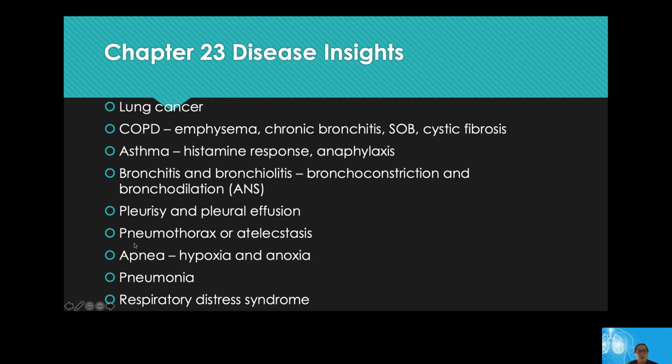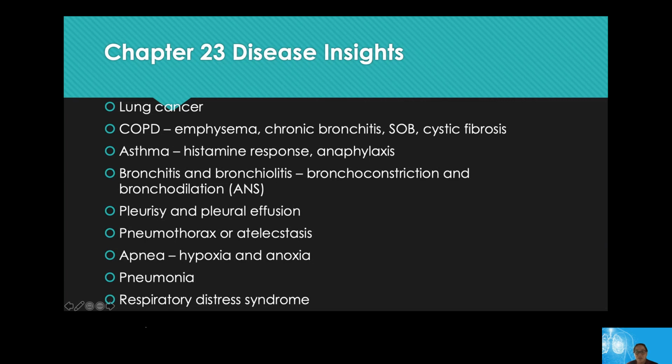Talking about the importance of the lungs volumetrics and the atmospheric pressure, we looked at pneumothorax and the collapsing of a lung, atelectasis. Apnea we discussed before because that's the sensation of breathing, but the factors at a tissue level, hypoxia or anoxia. Pneumonia happening in the lower alveoli, and even the possibility of SIDS or other types of respiratory distress syndrome.